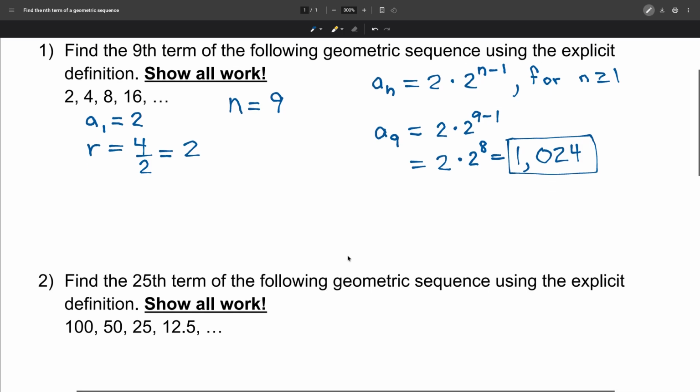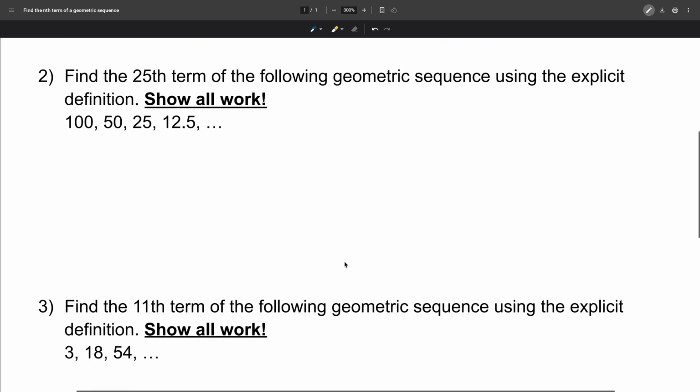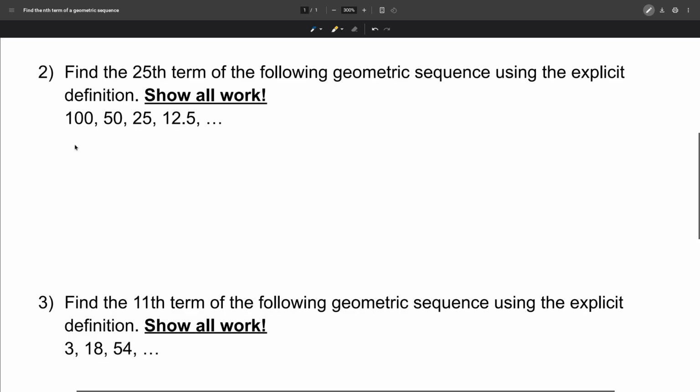Okay, so let's keep going. The second one: find the 25th term of the following geometric sequence using the explicit definition. Show all work. So a sub 1 is going to equal 100. Our common ratio, we can take any term here. Let's take 25 and divide it by the previous term, which is 50. So our common ratio is 0.5. And n is going to be equal to 25 in this case, because we're looking for the 25th term.